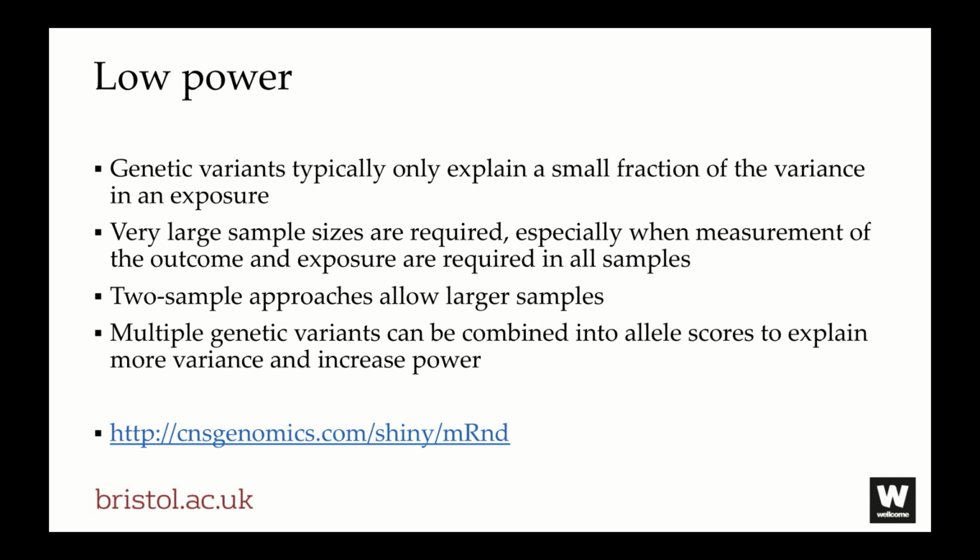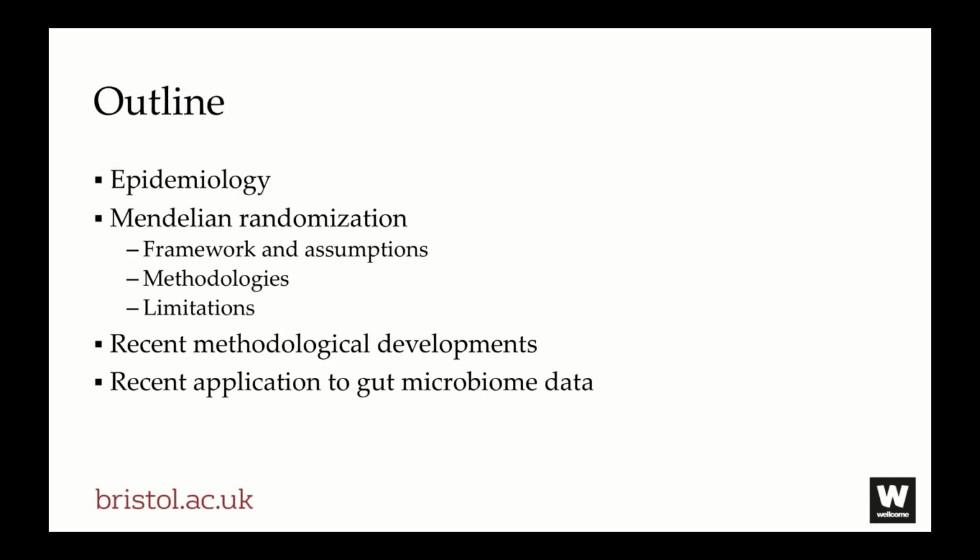But what you can do is combine multiple genetic variants together into something like a genetic risk score, an allele score or a polygenic risk score. And if you're interested in doing your own MR analyses, there are a lot of power calculators available online. This is the one that people tend to use quite a lot. So that's a nice way of being able to detect whether you have enough power.